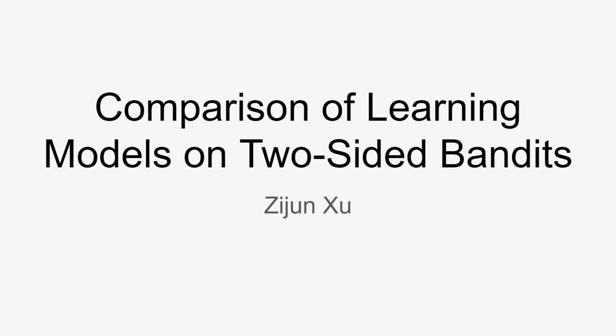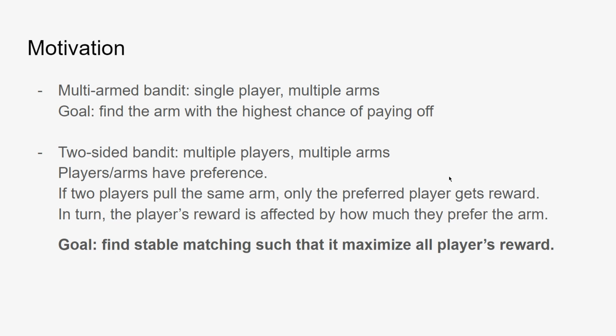In this video, I will do a comparison of the learning models on two-sided bandits. The multi-arm bandit is a famous machine learning problem. There is a single player and multiple slot machines. The goal of this player is to find an arm with the highest chance of paying off.